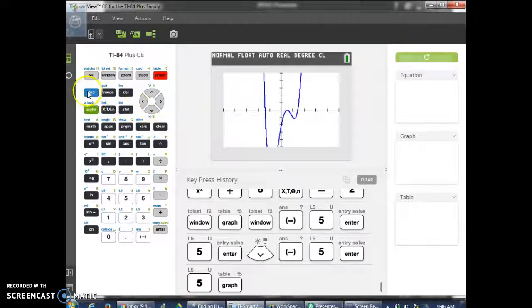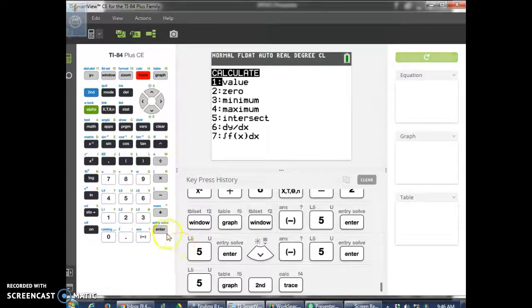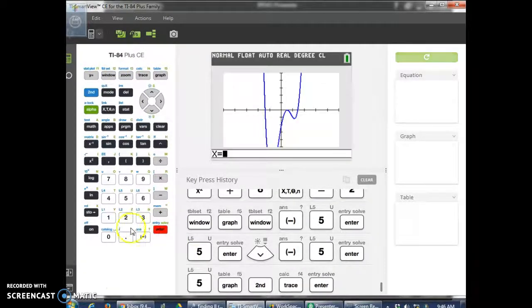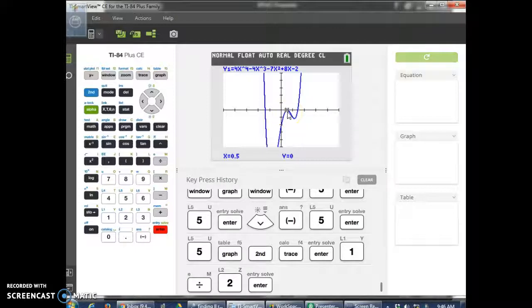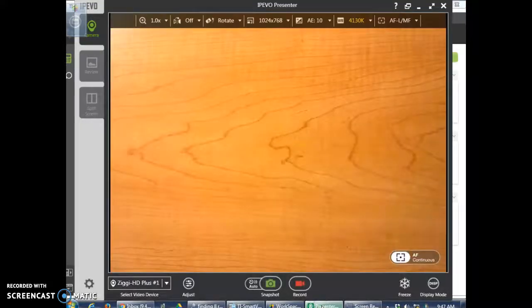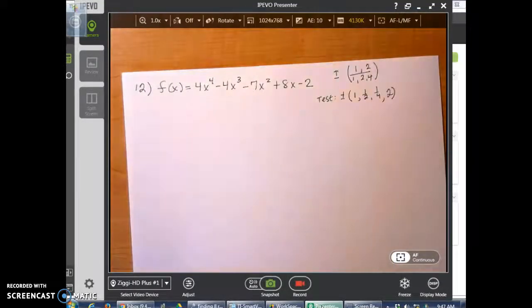Remember how I showed you can go into second, calculate, and when I enter the value, let me go ahead and try 1/2. So do 1 divided by 2, enter, and then yes, there is my real rational root. And it's actually a double root, so I'm going to use that root twice for synthetic division. Okay, let me show you what I am talking about.